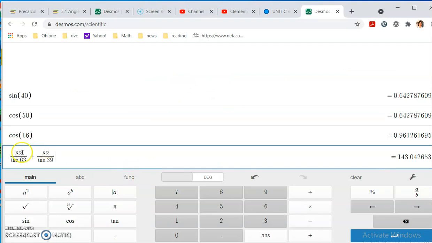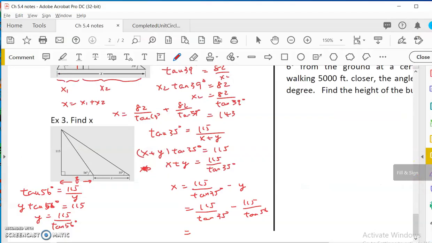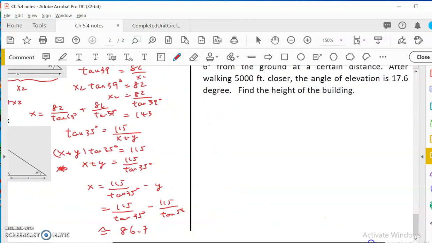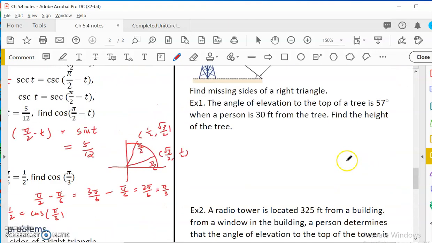So I'm going to put it in my calculator. It's similar to what we did before. 115, but I do subtract, right? Subtract tangent of 35 and 56. You might worry, would I get a negative number? No. Tangent 35 is lower than tangent 56, so this number is bigger. It's 86.7, rounded to one decimal place. So that's how we find x. So when you have two right triangles, sometimes you have to do something like that.